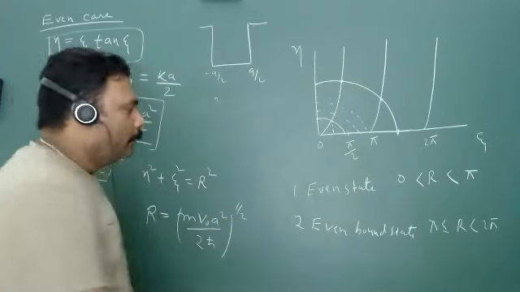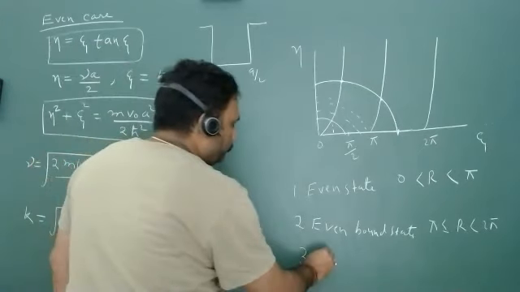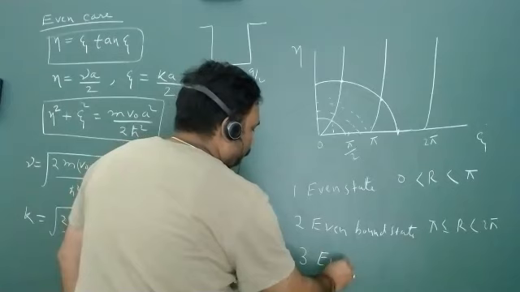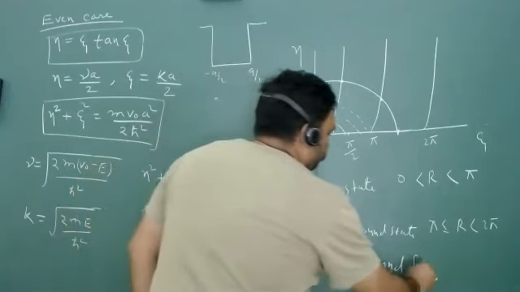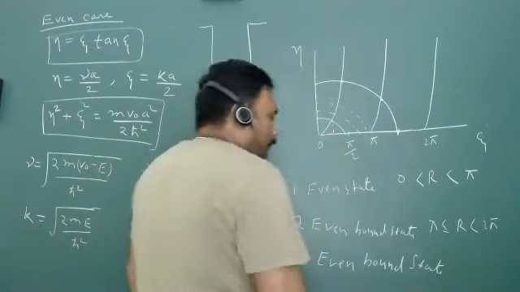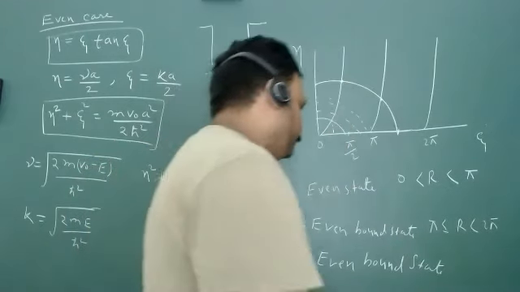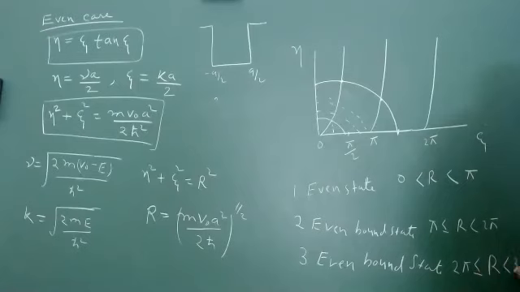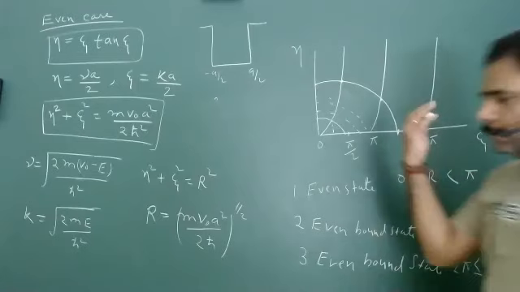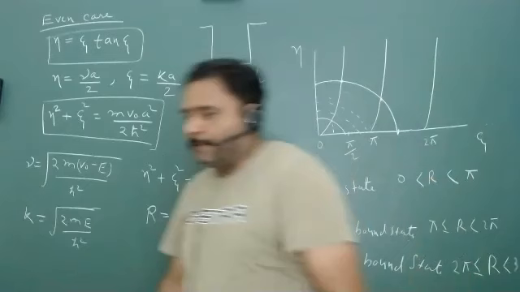So what should be the condition for three even bound states? Can anybody tell me? 2 pi to 3 pi. Very good. That will be 2 pi less than or equal to the quantity and less than 3 pi. So naturally you can go for the next level of calculation.